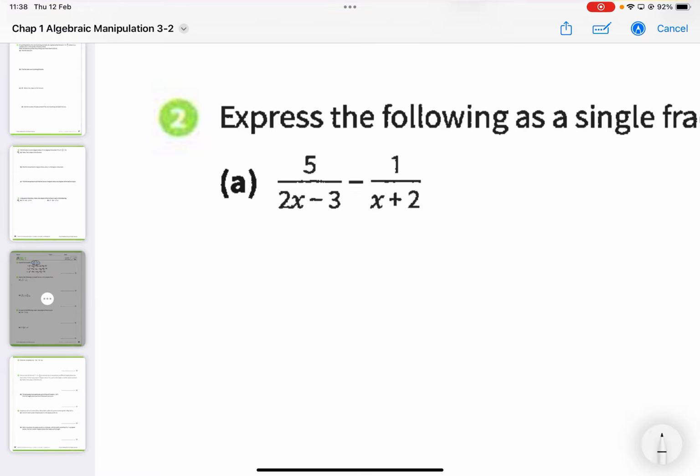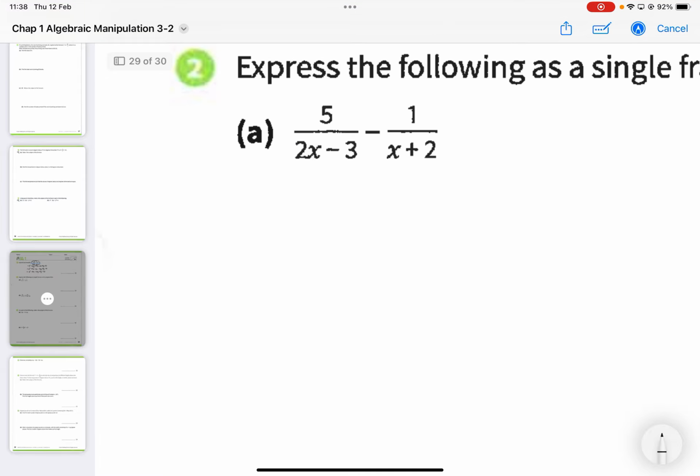Then I told you a lot of times, when we have more than one term in the denominator or numerator, the very first thing is add our bracket first.